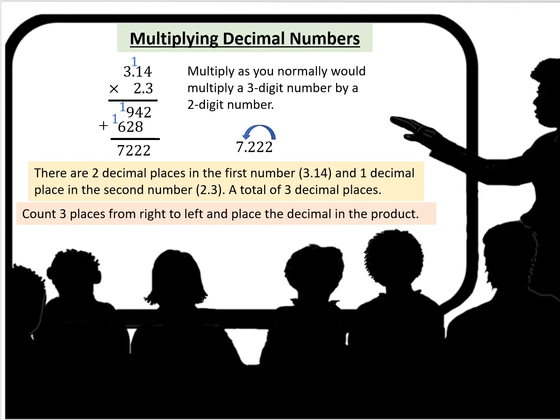Then there are 2 decimal places in the first number, 3.14, and there's 1 decimal place in the second number, 2.3. That's a total of 3 decimal places. So once you have your product, you're going to count 3 places from right to left and place the decimal in the product. So I had 3 decimal places total. I'm going to start over on the right, and I'm going to go backwards 3 places. And that's where my decimal point goes.